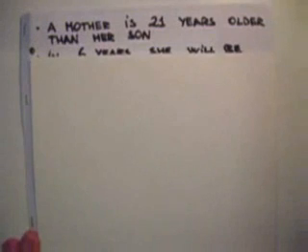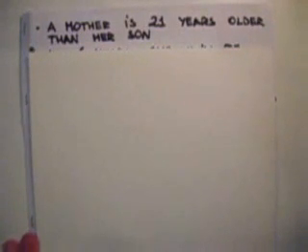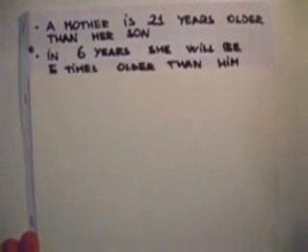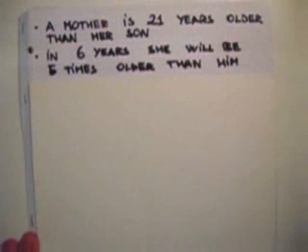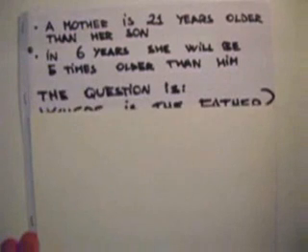Here it is, a not so easy trick for you. A mother is 21 years older than her son. In 6 years she will be 5 times older than him. The question is, where is the father?